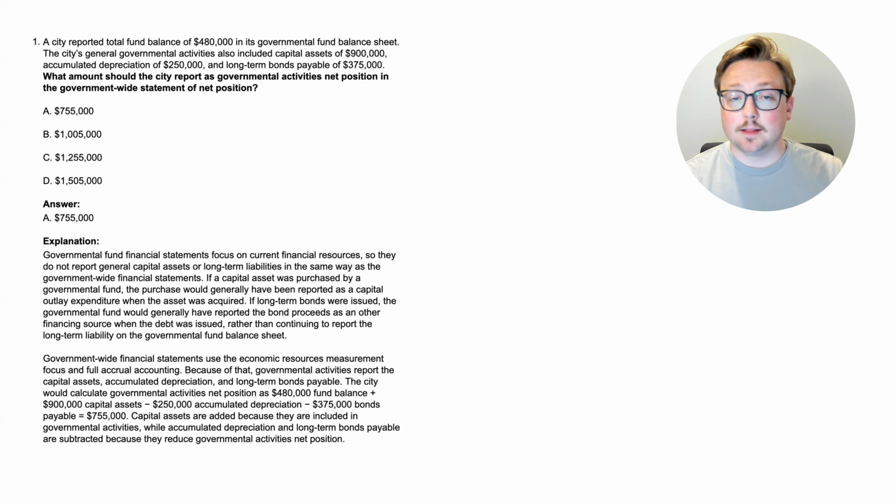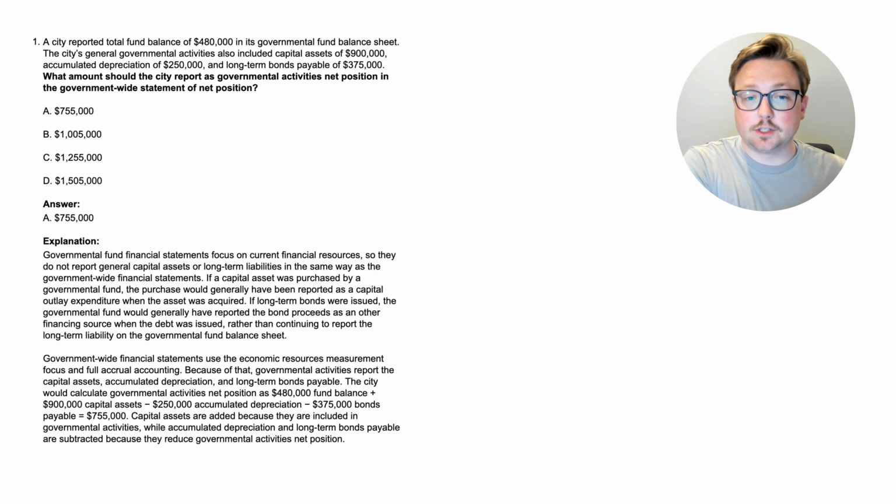fund balance, less $250,000 of accumulated depreciation. Again, that wasn't originally included in the fund balances, less $375,000 of bonds payable. That was also not included. So now we're at $755,000 as the net position in the government-wide statement of activities. So again, we're going from the fund balance to the net position.